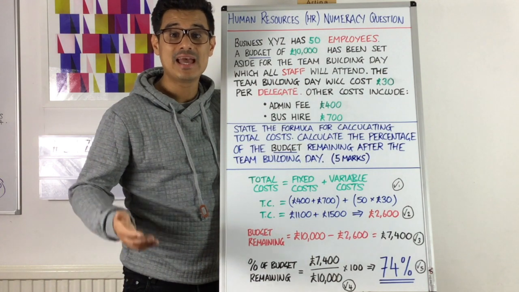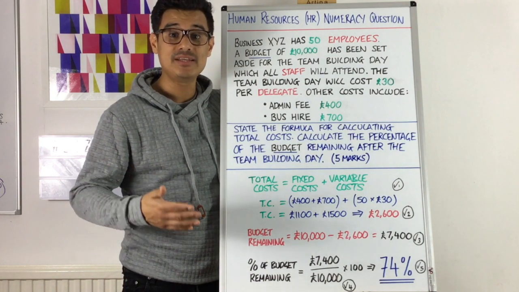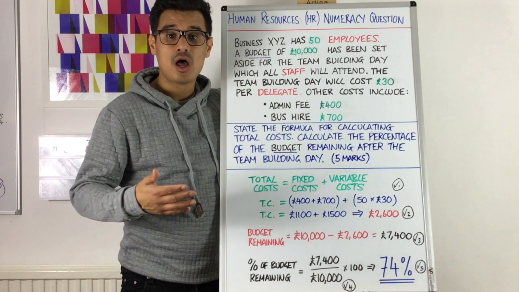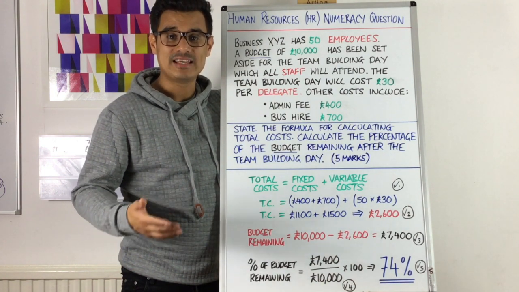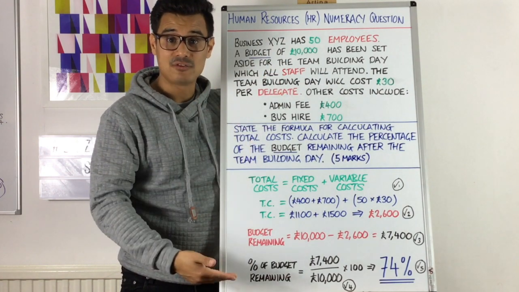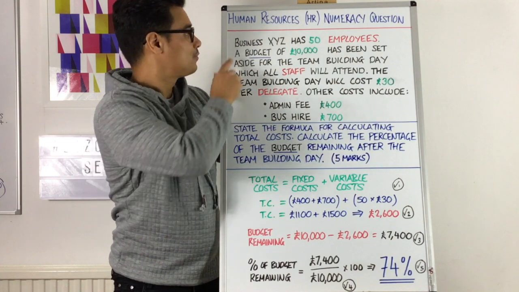Rules for GCSE: 10% of the questions need to be numerical. They need to be numeracy questions. One question you might see if you're in the HR unit, the Human Resources unit, is as follows. So let's take a look at the question.